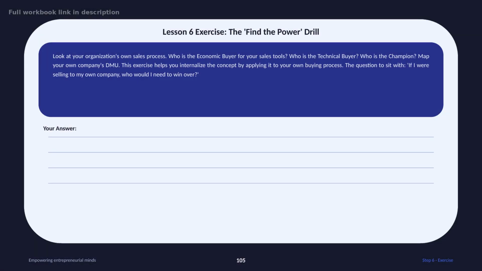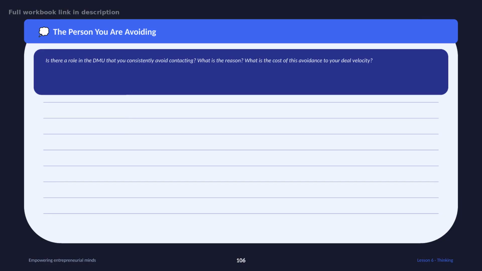Look at your own organization's buying process for a moment. Who's the economic buyer for your sales tools? The technical buyer? The champion? Map your own company's DMU. It's a great way to internalize this by applying it somewhere you already know intimately. The question to sit with: if you were selling to your own company, who would you actually need to win over? Be honest. Is there a role in the DMU you consistently avoid contacting? What's the real reason for that? And what is that avoidance actually costing your deal velocity?